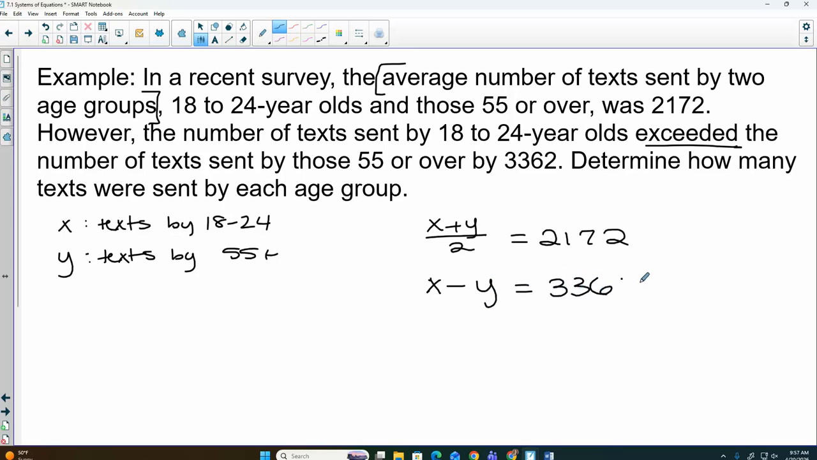Now this isn't the only way. You could say x equals 3,362 plus y, so there are different options. We just have to have an equivalent equation. All right. So how would we solve this?